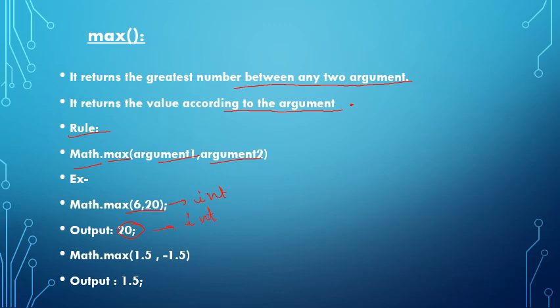Here it takes the arguments as double data type. So it will give the maximum between these two, which is 1.5. So it will also return a double data type. So what is the difference between Math.max and Math.min? Math.max returns the greatest value between any two numbers, and Math.min returns the smallest number between any two numbers. The return type depends upon the data type of the arguments.